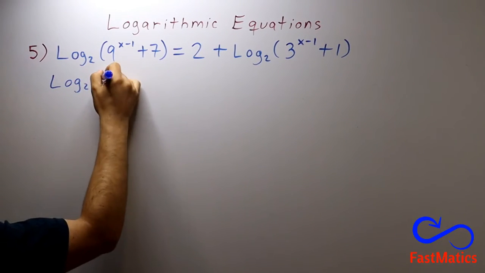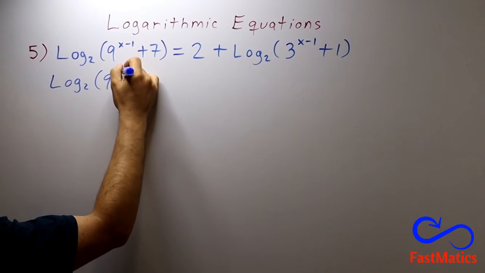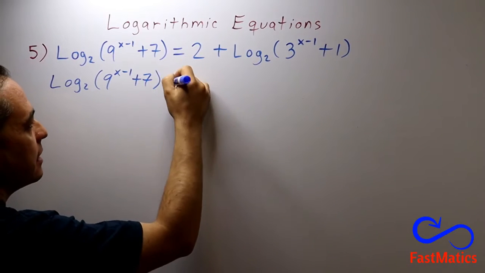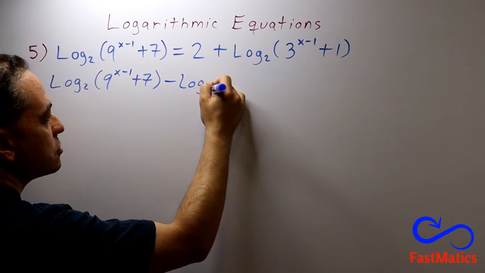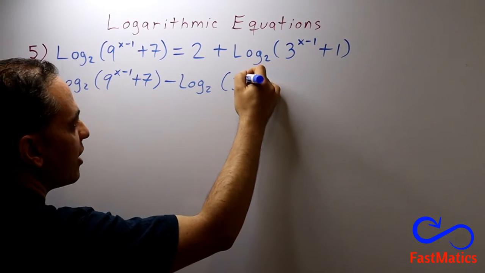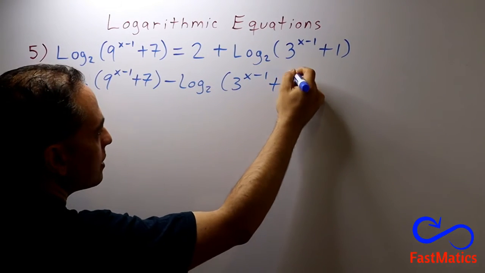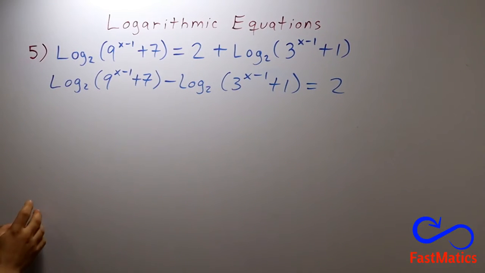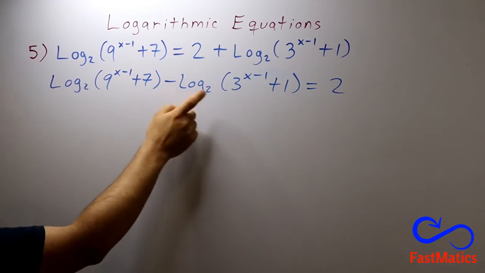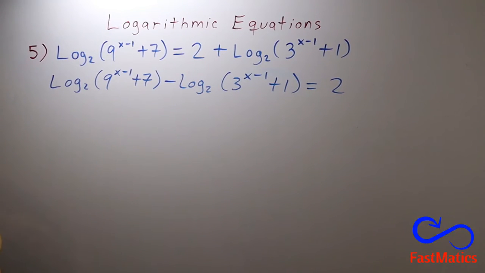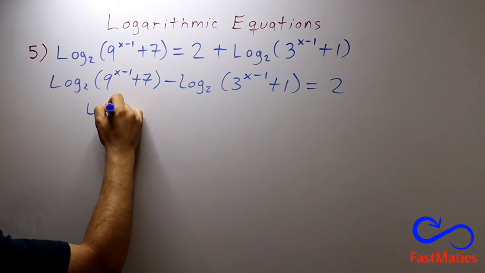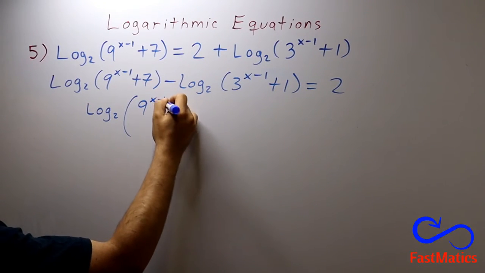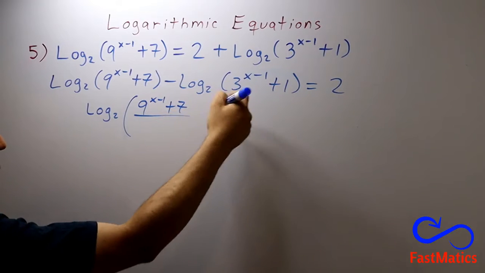Logarithm base 2 of 9 to the power of x minus 1 plus 7, and here, minus logarithm base 2 of 3 to the power of x minus 1 plus 1 is equal to 2. Now remember please, when you have a subtraction of logarithms, you will make a division. Then logarithm base 2 of this expression divided by this expression.